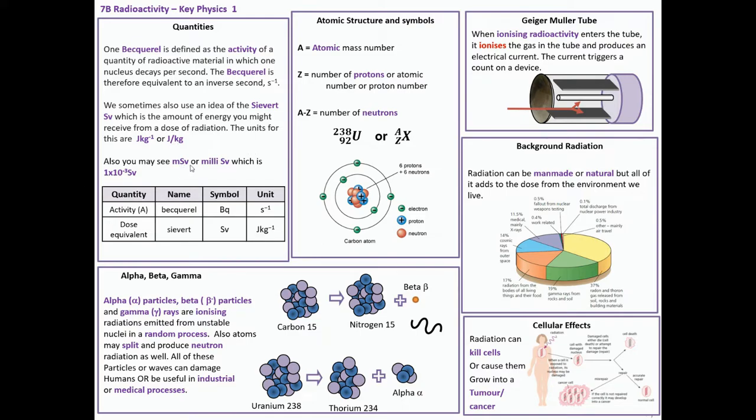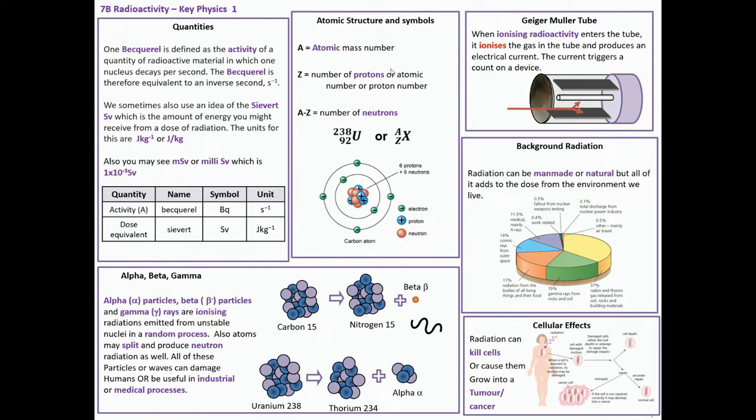You might also see millisievert, which is 1 times 10 to minus 3 sieverts, or it could be millibecquerels. But you've got the two there. Typically, it's about activity. They occasionally have questions where they talk about the sievert, but you're not really expected to know sievert off the top of your head. They give you a little bit more.